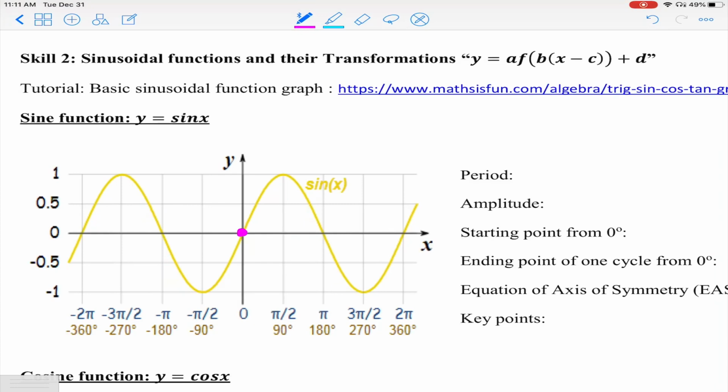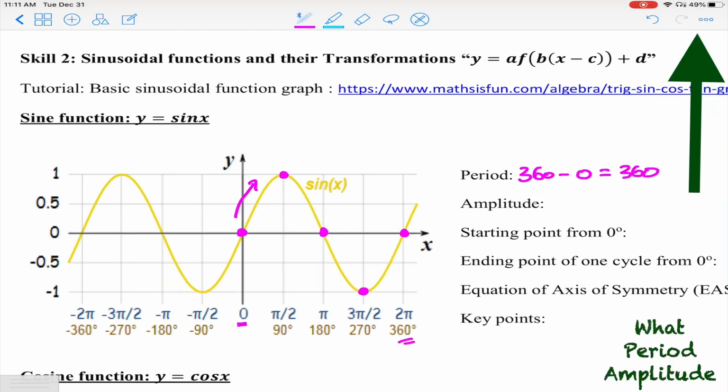Once it starts, it goes up to the max and comes back down to the EAS, and goes further down to the minimum and comes back to the EAS. That's the pattern, one cycle of the sine function. So middle, up, middle, down, up. Or middle, max, middle, min, middle. Remember that. Now the period: our starting point is at 0 and our ending point is at 360, so that is 360 minus 0, which is 360 degrees.